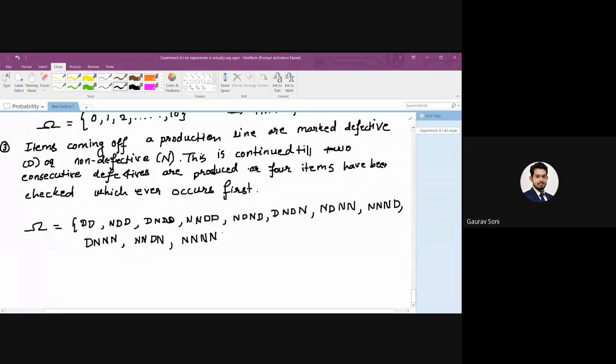So once we get non-defective 4 items consecutively, we'll stop. DDNN cannot be there. The reason is, Manas, the first two are defective, so the line will stop. So that cannot be there. Okay. So the sample space is again discrete and finite.